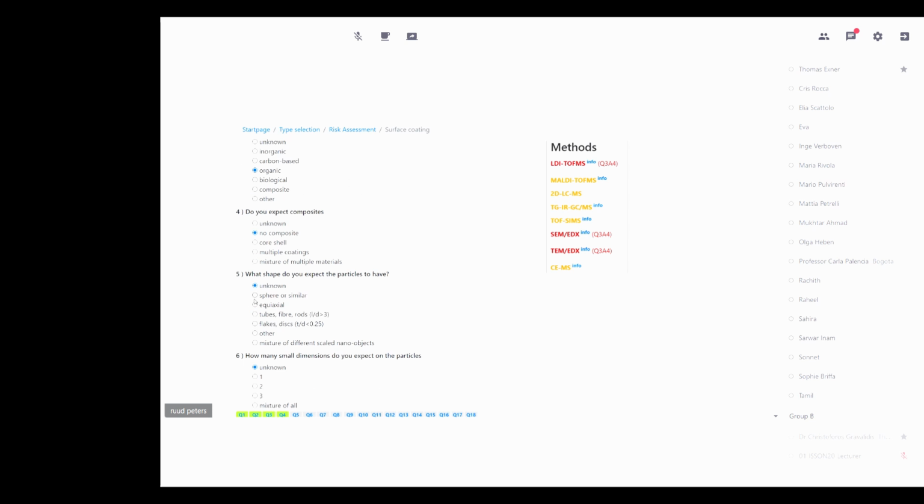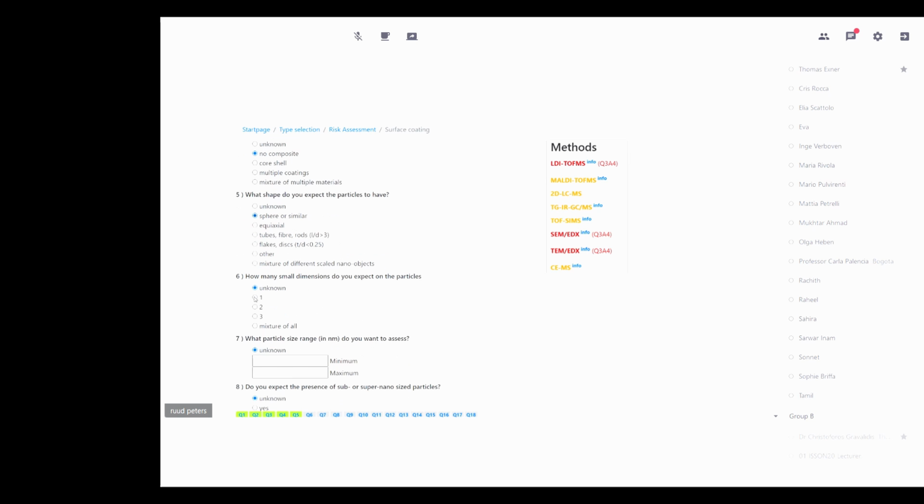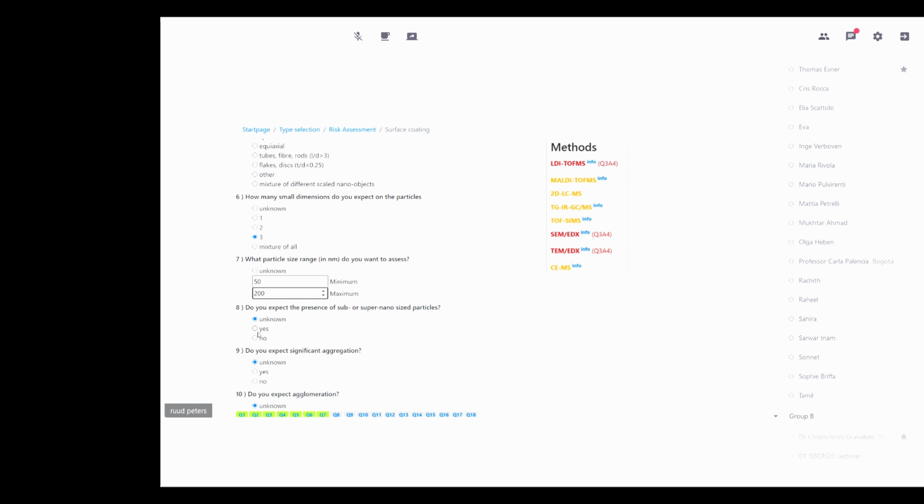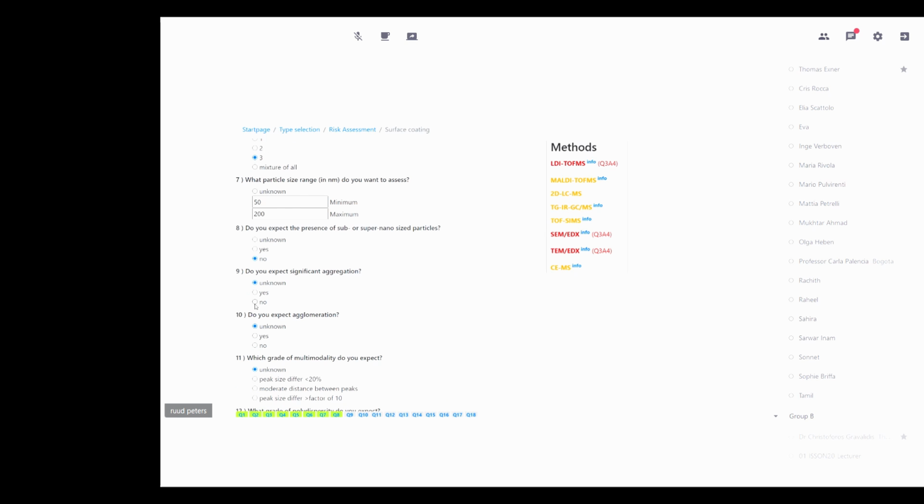Do I know anything about shape? Well, it will be more or less spherical. The material forms kind of micelle material, so spherical. How many dimensions do I expect? Well, it's 3 in this case. I know from the manufacturer what the size of the materials are. I know that the size is somewhere between 50 and 200 nanometer. And as you can see, for all these methods, there is no problem with the case. Do I expect larger or smaller particles? No, I do not for this material. Do I expect significant aggregation? Answer here is also no.